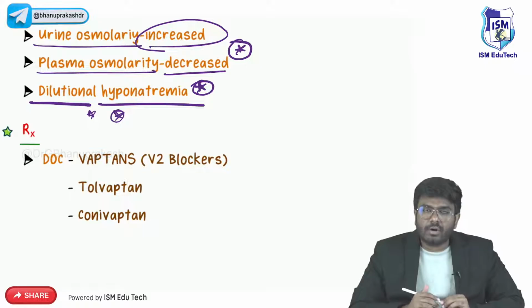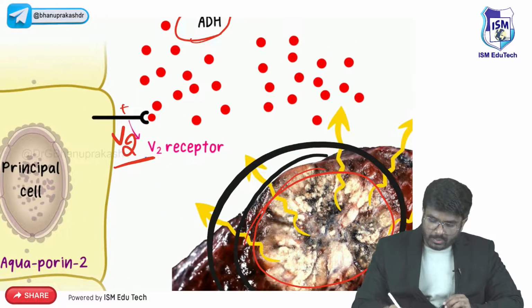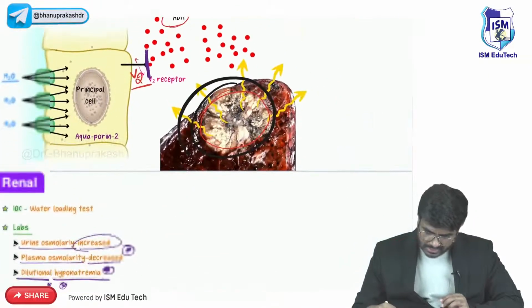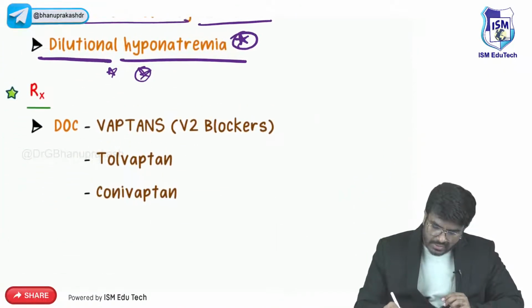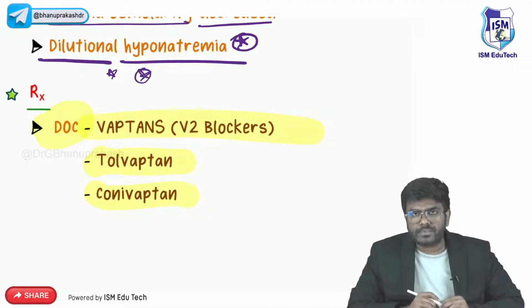And what is the treatment, sir? What you need to do? Now, as medical management, you can block these receptors. The V2 receptors, you can block them. V2 receptor blockers like Vaptans are used. So the drug of choice for SIADH is the Vaptans, V2 blockers, Tolvaptan, Conivaptan.